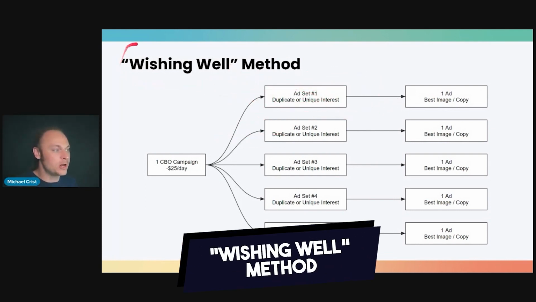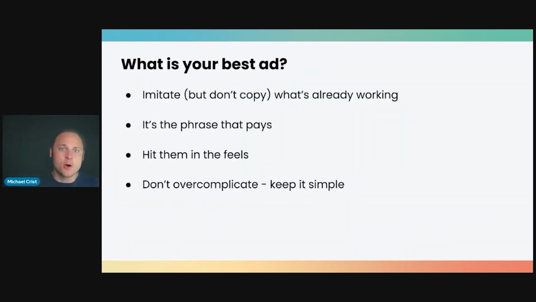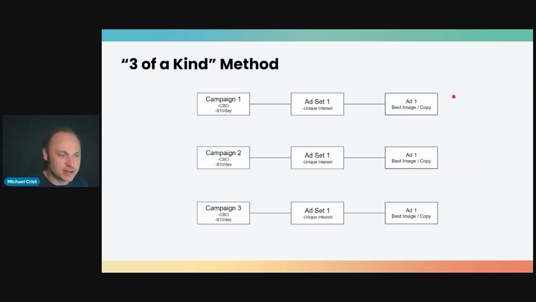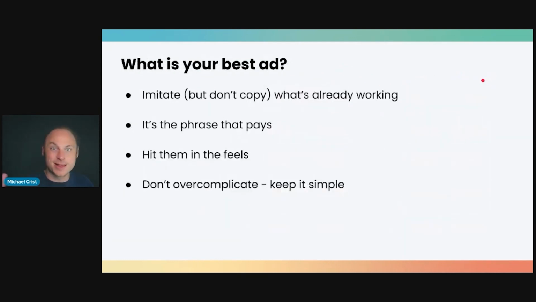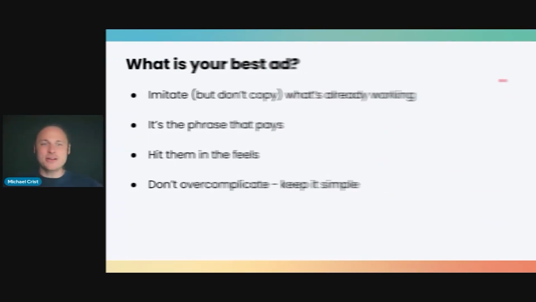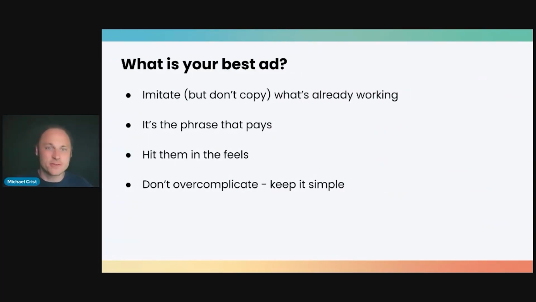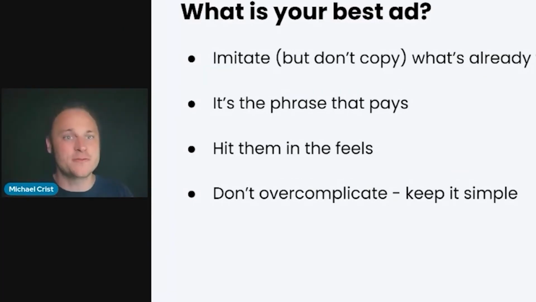We call this one the wishing well method. All right, let's talk about what is your best ad. So you'll see that in both of these methods, I keep saying use your best image, copy, use your best image, copy. But you're like, hey, I'm testing, I'm kind of new to this. I don't even know what my best ad image and copy is. I've never done any of this before. Well, here's how you kind of figure that out.